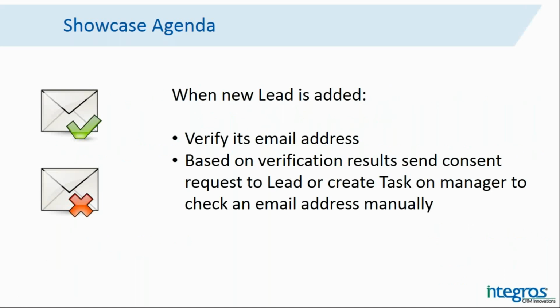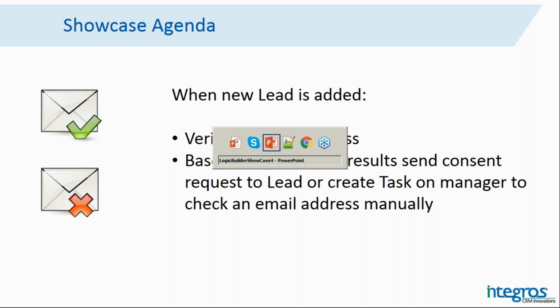Today we are going to see how to configure the automation that saves time for people who are involved in working out of email communication. Today we are going to verify an email address by sending it to an external email verification service, and based on the results of that verification, we either send a request for consent and create a data privacy ticket or create a task for manual verification. So let's start immediately.